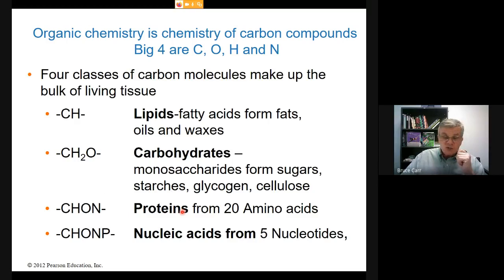We'll get to that in just a second. Add phosphorus, and this phosphorus now produces a monomer called a nucleotide. There are only 5 of them in all living things, whether you're a bacteria, a human, or a blue whale. You use the same nucleotides to form your DNA and RNA, and those are called nucleic acids.